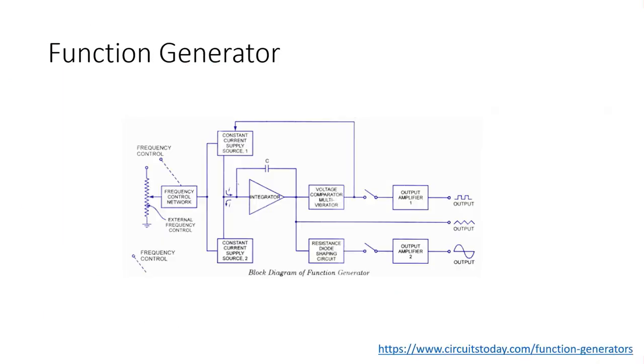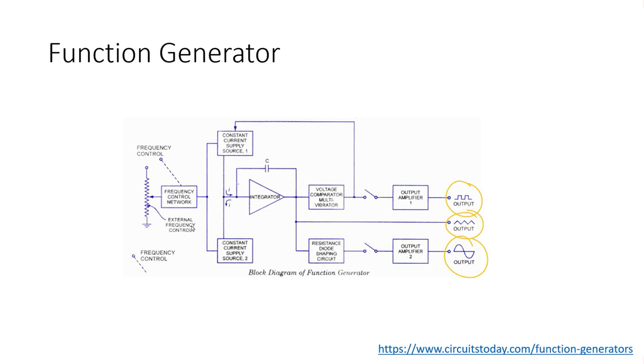Now let's discuss the function generator. Function generators are devices that are used for generating some waveform. The waveform can be of three types: the square wave, the triangular wave, and the sine wave.